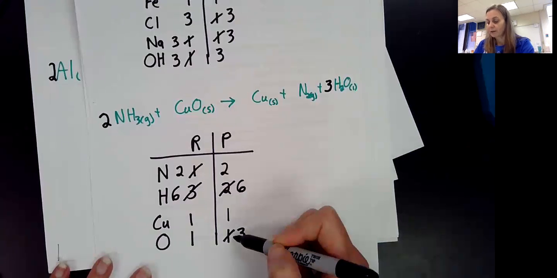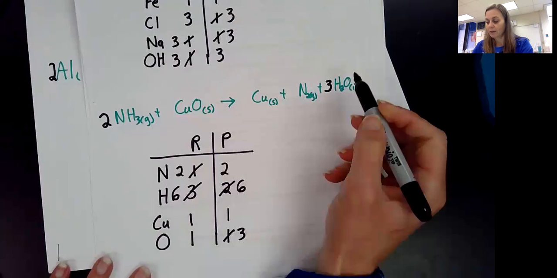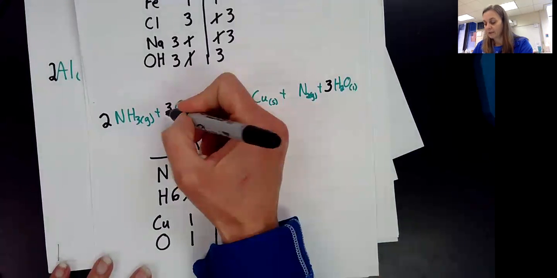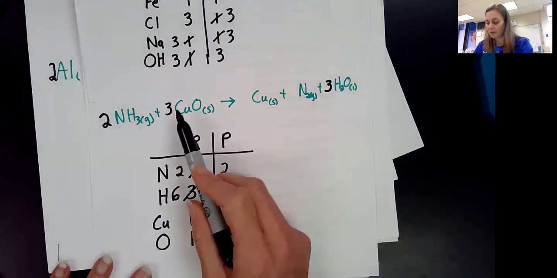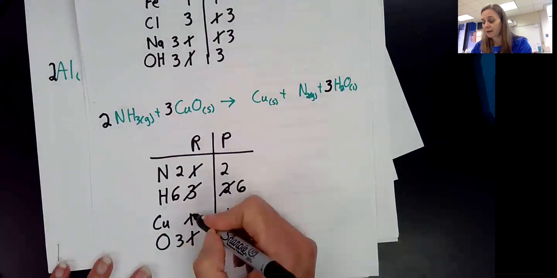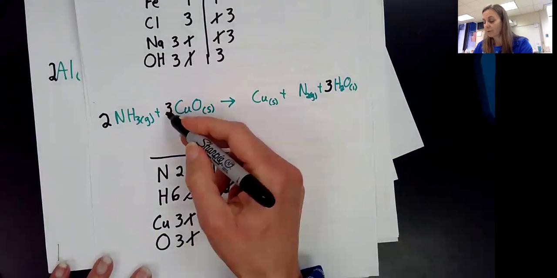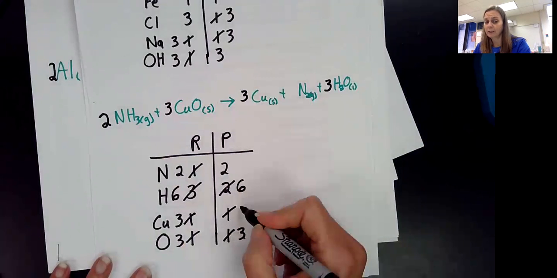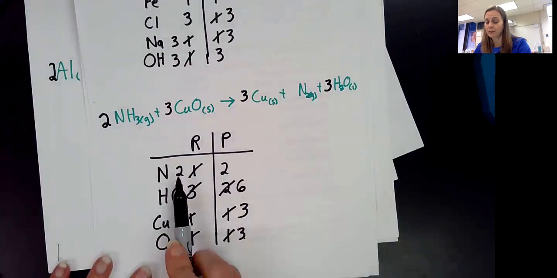So I have 3 oxygens. I need to put a 3 in front of the copper 2 oxide. And that fixes the oxygen problem, but it now gives me 3 copper. So now I need to come to the product side and put a 3 in front of the copper. And now we can see that I have 2 nitrogens on each side, 6 hydrogens on each side, 3 copper on each side, and 3 oxygen on each side. And my equation is balanced.